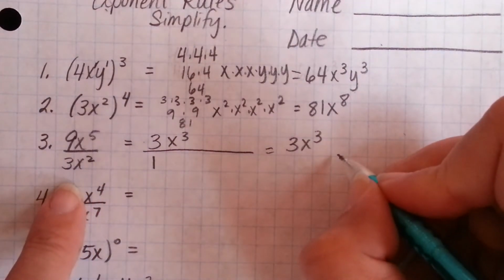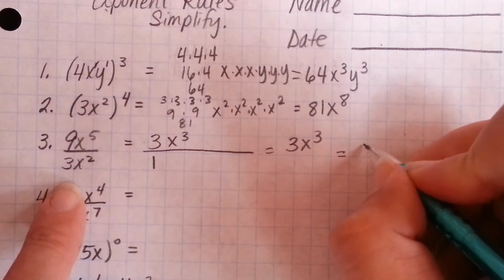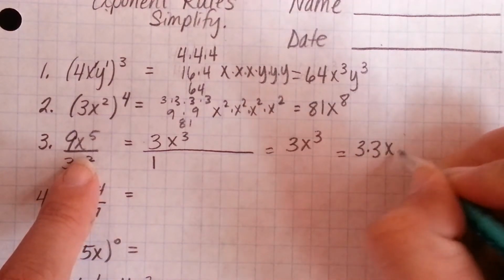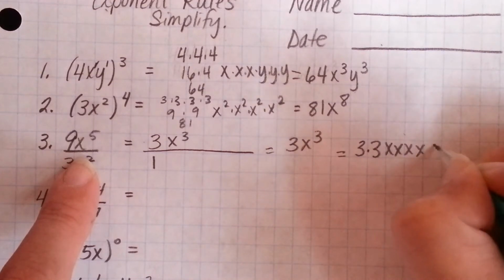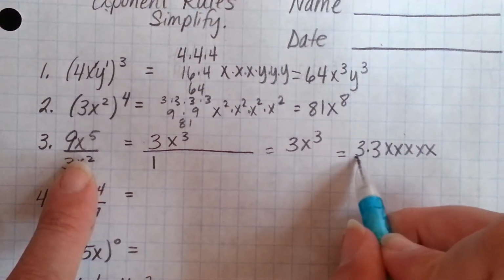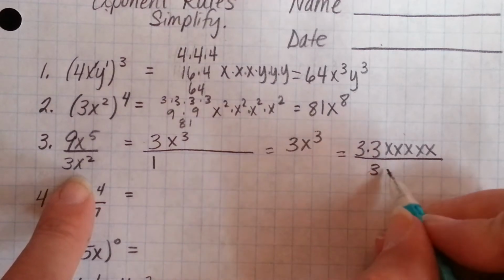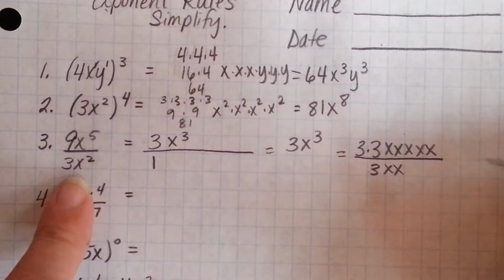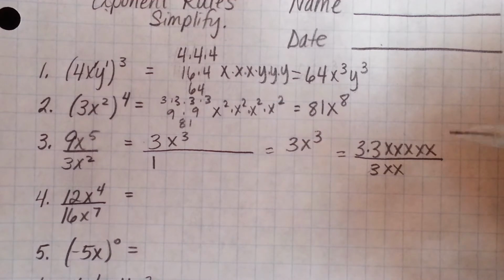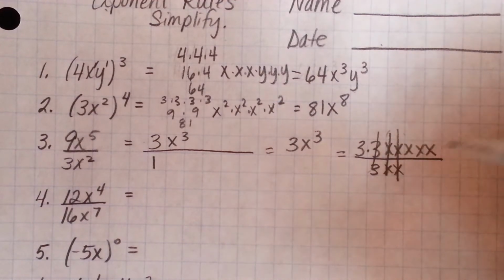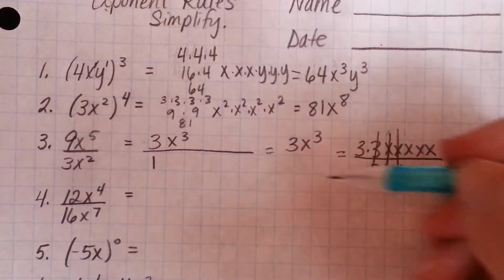Some people might want to see that written out. They would put 9, which is 3 times 3, x to the 5th, x times x times x times x times x. On bottom, 3, and then x squared, x times x. This allows me to cancel out common factors. So the 3 is in common, the x is in common, the x is in common. So I'm left with 3x to the third.